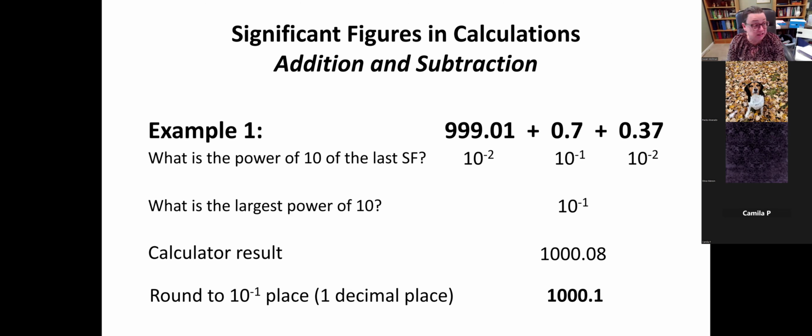If we had 10 things we were adding together, we would have to do this for all 10 values: figure out where the last significant figure was, and then select the largest out of all of those choices. So there's no real limit to how many things we can add together and use this rule for. Okay. Questions on this one?